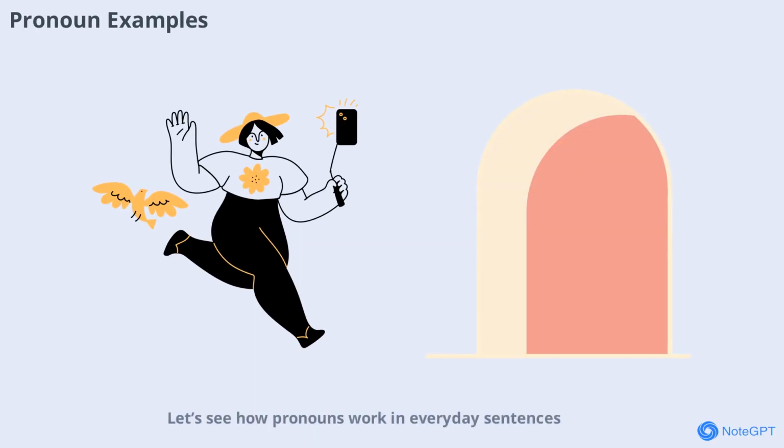Let's see how pronouns work in everyday sentences. If you're talking about your friend Sarah, instead of repeating her name, you can say, "Sarah is my friend, she loves music." Here, she is a pronoun that replaces Sarah. Pronouns make sentences smoother and less repetitive, helping your speech and writing flow naturally.